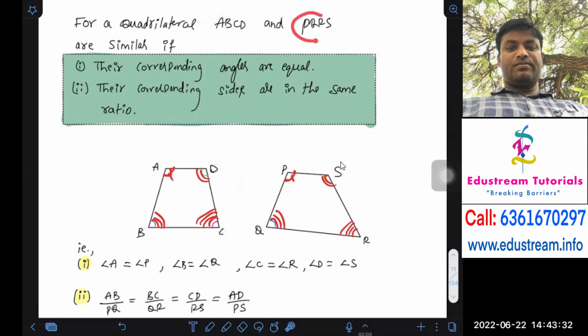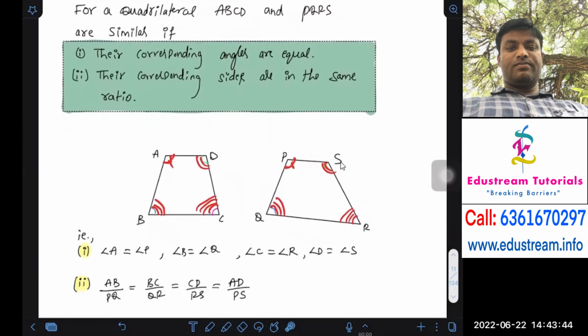A quadrilateral ABCD and a quadrilateral PQRS. Now let's check whether they are similar, or what are the conditions for similarity of quadrilaterals. See, these are the conditions. Their corresponding angles are equal. Corresponding means if you are comparing the left hand side, you have to compare the other figure's left hand side. If you are comparing the right hand side, you have to compare the other figure's right hand side only. That is called corresponding.